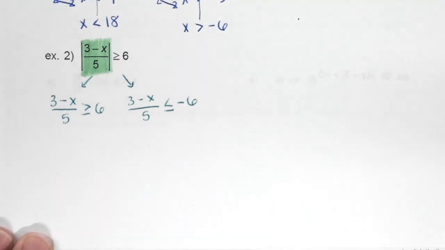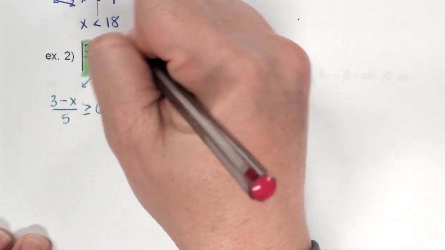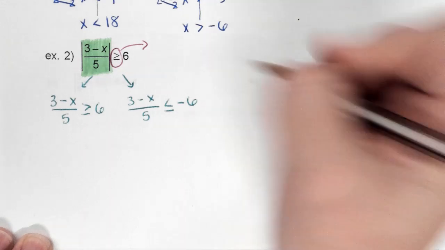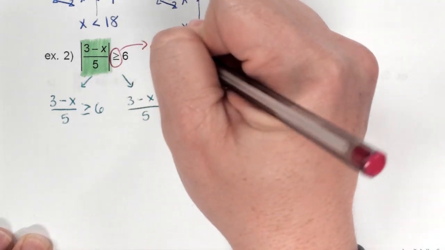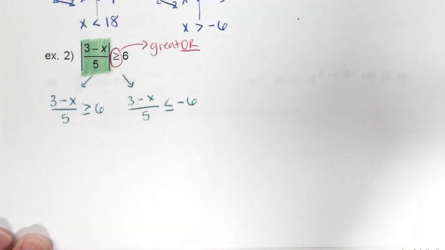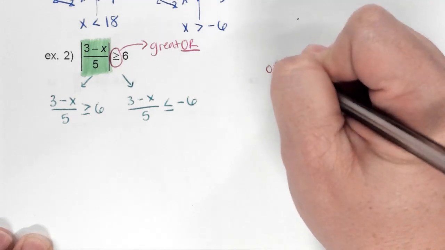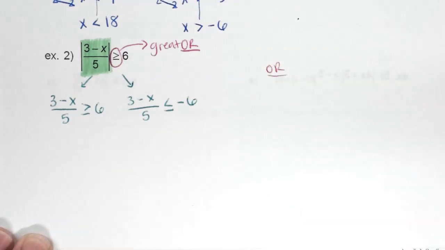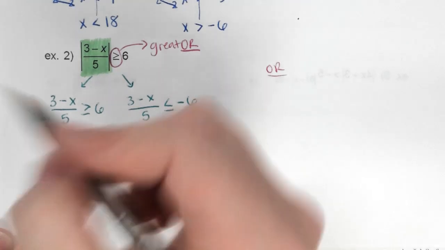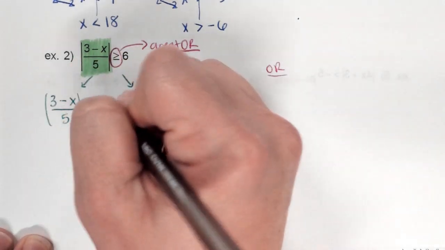So again, remember we look at our symbol right before we separate. What kind of problem is this? Well, that's a greater sign, so it's going to be an or problem. Okay, how do I solve this? I have to multiply both sides by 5.